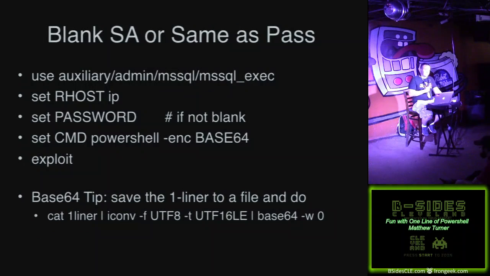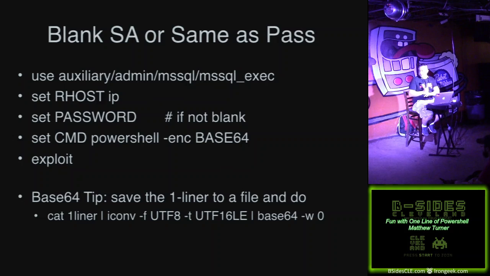So assuming you find something that is vulnerable to this, you can now use auxiliary admin MS SQL exec. Set your rhost IP to whatever came back as being vulnerable. If it shows that it has a password, then set your password to that. And then at this point, you really have no other choice but to use the base 64 encoded version of the one-liner. So set your command to that.